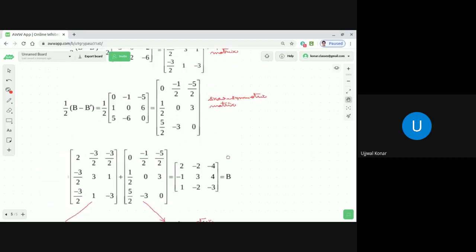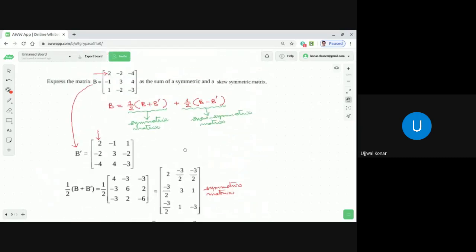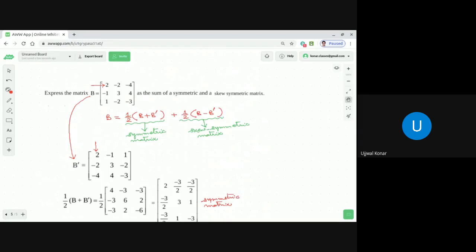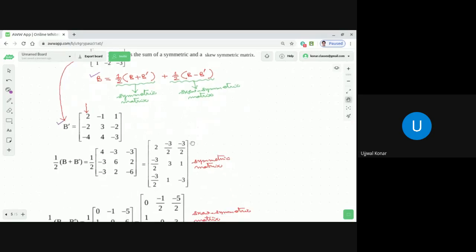So this is a very common question which generally comes. How to find it out? Let me tell you once more before we conclude the class. First thing, dear students, if the question is to express the matrix B as a sum of a symmetric and skew-symmetric matrix, our first step should be to express the matrix B as half of B plus B transpose plus half of B minus B transpose. After that, we will compute B transpose as we have done here. Then we will find half of B plus B transpose.